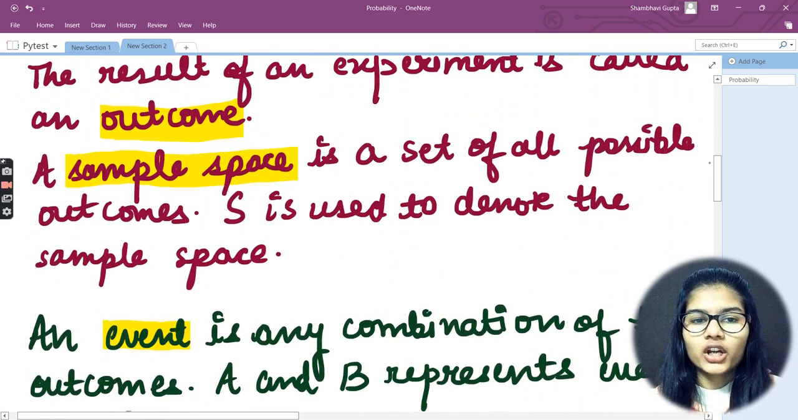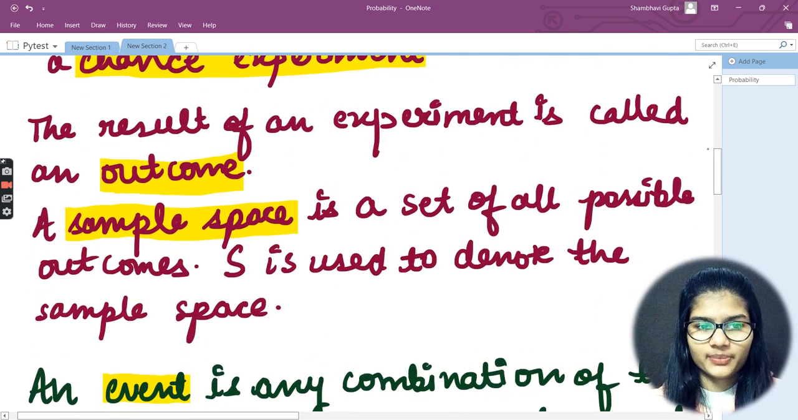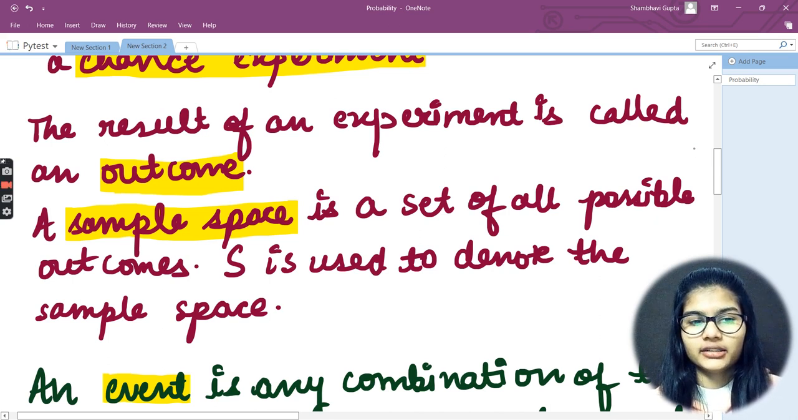Okay, what we mean by outcome is the result of an experiment. Okay, the result of an experiment is called an outcome. Fine. What is a sample space? A sample space is a set of all possible outcomes. Whatever the possible outcomes are, it is the set of all of them. And how do you denote that? It is denoted using the capital S. So capital S is used to denote the sample space.